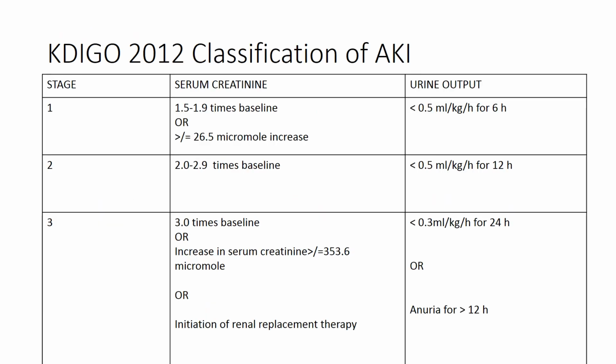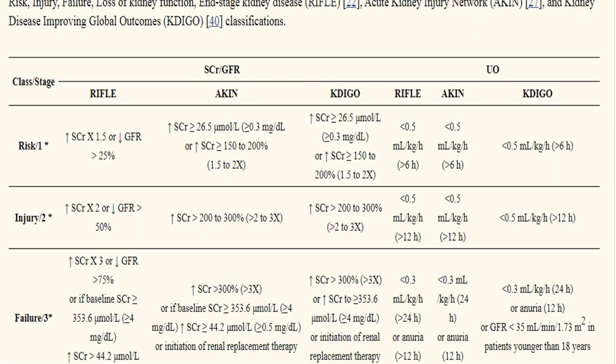The KDIGO 2012 goes on to further classify acute kidney injury into 3 stages, 1 up to 3, and on your right you can see the criteria that is being used to classify acute kidney injury into all of those different classes. And then this table, which you can look at in your own time, just shows a comparison of the various criteria, the RIFLE, the AKIN, and the KDIGO criteria based on serum creatinine or GFR, or using the urinary output criteria.